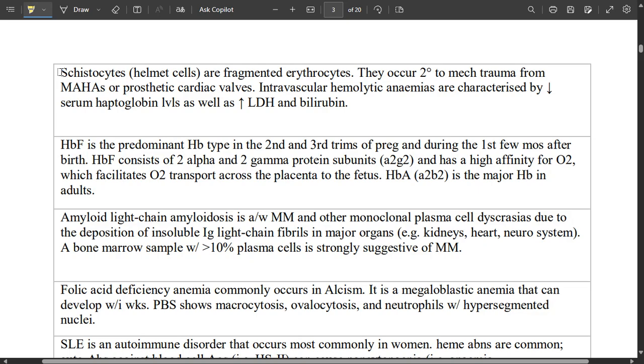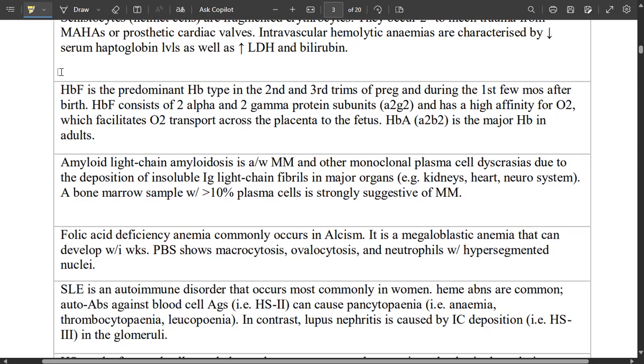Intravascular hemolytic anemia is characterized by decreased serum haptoglobin. So haptoglobin binds to the remnants of the broken RBCs, the small segments, especially to the iron in the hemolyzed RBCs. Thus, the amount of haptoglobin in the blood decreases, and because of the hemolysis, the cellular LDH and bilirubin increase in the blood. So indirect or unconjugated bilirubin and LDH, lactate dehydrogenase, which is present in the cells of RBCs, are released into the blood, thus increasing the LDH level.